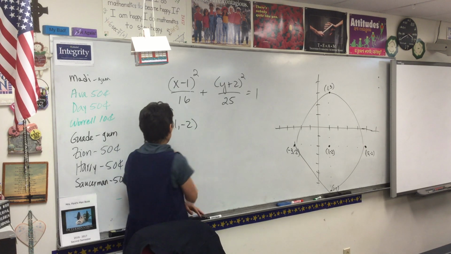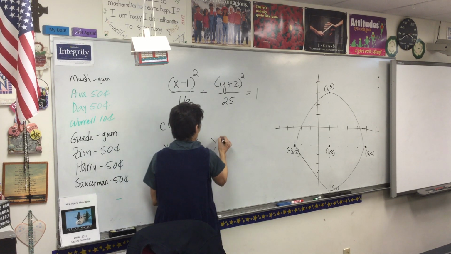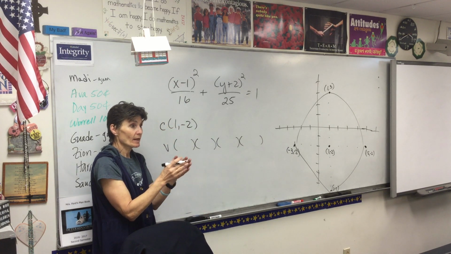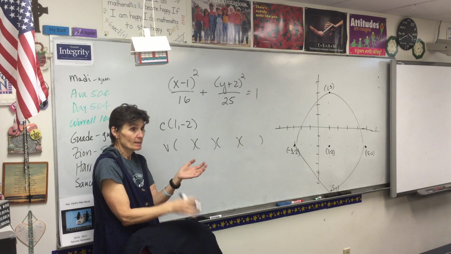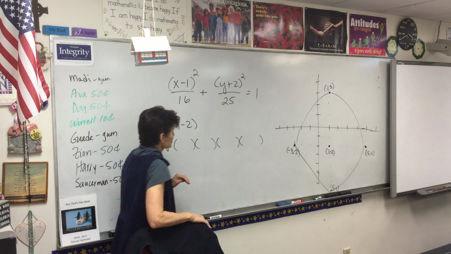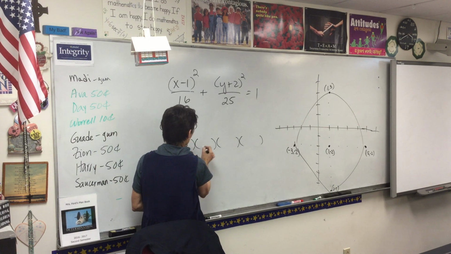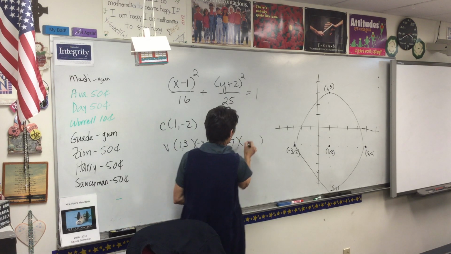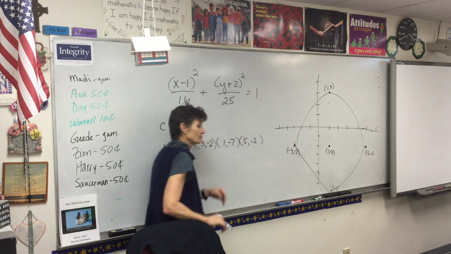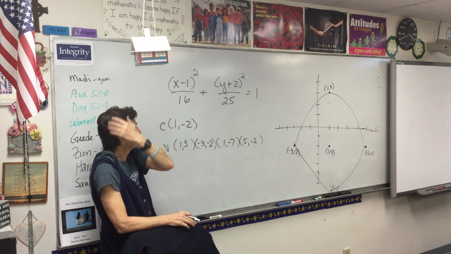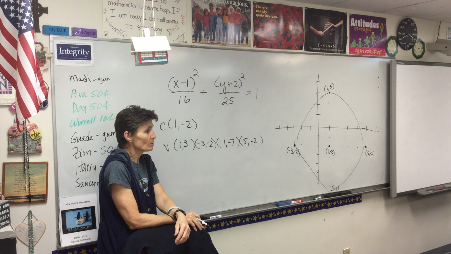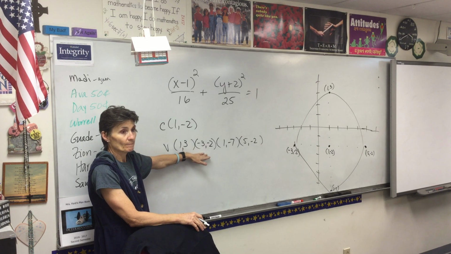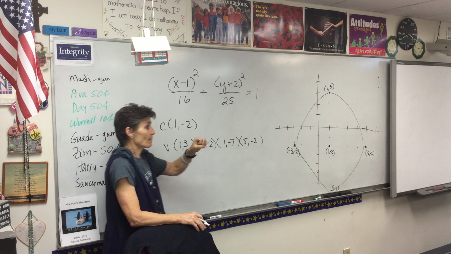But those 4 points are the vertices. So the next quiz you take, you're gonna have a blank for the vertices. There's gonna be 4 of them. So you have 1, 3, -3, -2, 1, -7, and 5, -2. Not grading the picture, not looking at the picture. Picture's not even required. But somehow you gotta figure out what these are. So let's review that, make sure we got it.